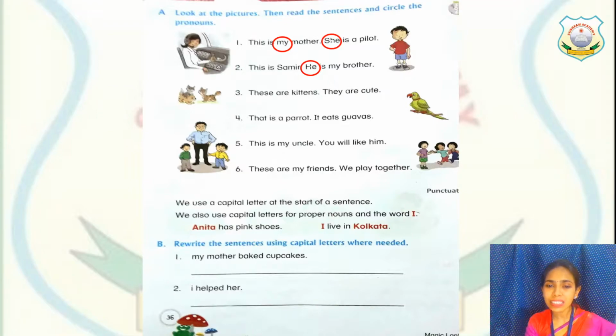These are kittens. They are cute. So instead of kittens, in the second line we have used they for kittens, right? Now, number 4. That is the parrot. It eats guavas. So, instead of parrot word, we are using which word? It. For parrot, we are using it. So, it is a pronoun word.